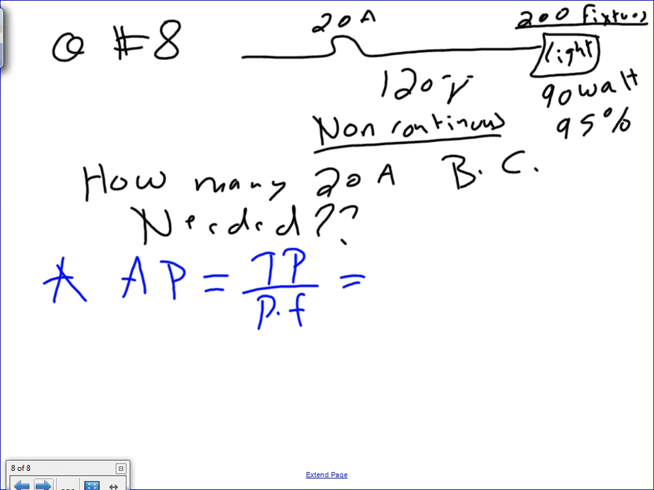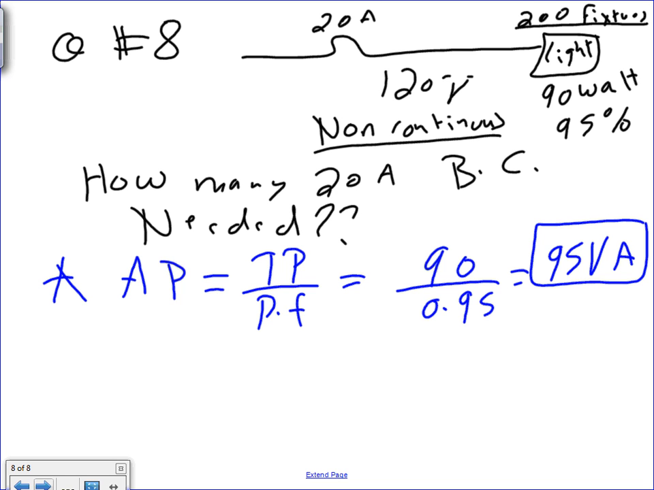Because we don't size based on watts, we size based on volt amps. So take the 90, divided by what? 0.95. We take the 90 and we divide it by 0.95. What did we get? 90 divided by 0.95 equals 95. I'm going to make it 95 volt amp. So each fixture is actually a 95 volt amp fixture.